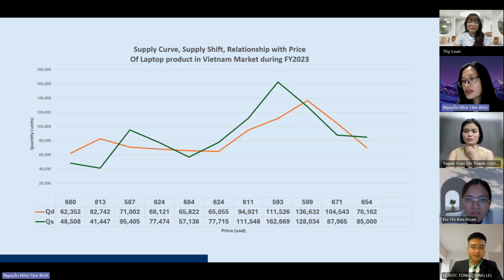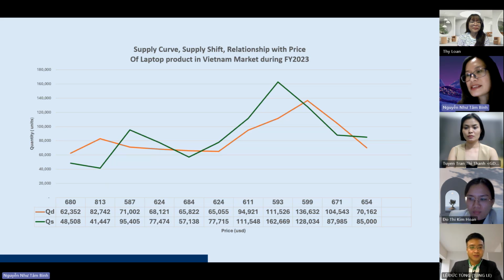So as a consequence of the above reasons, many laptop brands faced a revenue drop and had to restructure their local sales to cut costs. The changes happened many times during the year of 2023. Layoffs among the big laptop brands such as Dell, HP, etc., significantly affected the supply of laptops to the local market. So that's the end of my presentation.